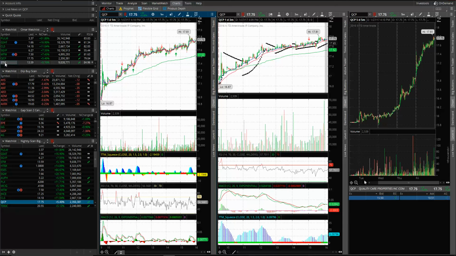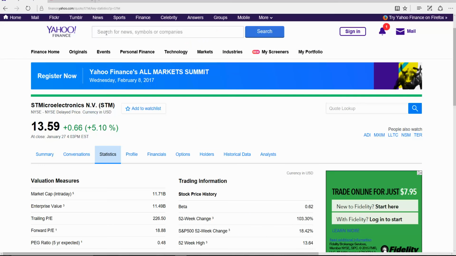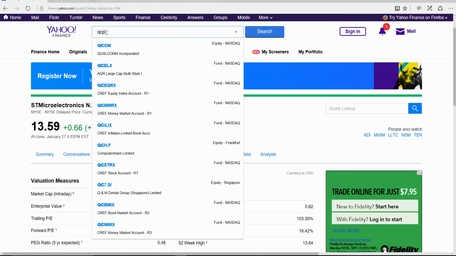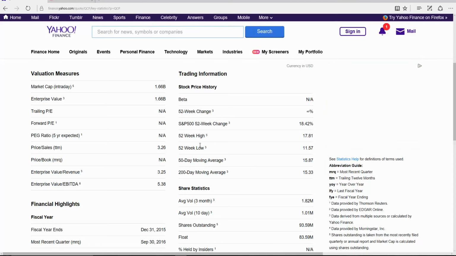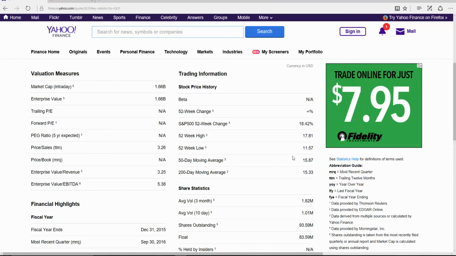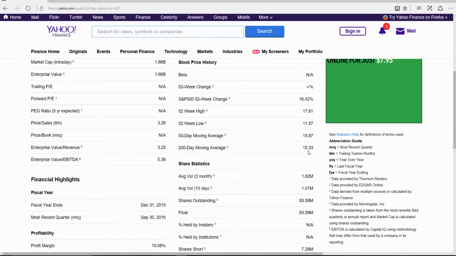And it's that simple, guys. This is all I do. I just look for stocks that are holding their highs with the expectation that they're going to be volatile, all right? QCP, just to confirm, if we look at the actual chart history, look at it, look where it's at. So its 52-week high is 17.81. All right, 52-week low is 15.57.